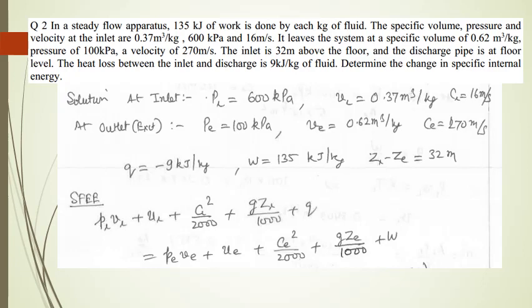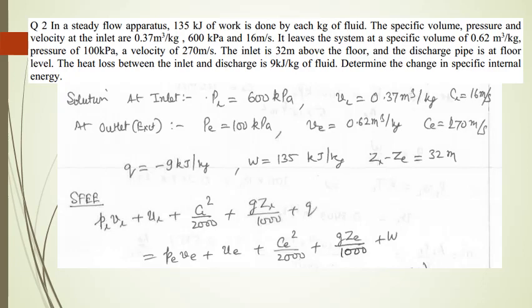Now at inlet we are having the pressure 600 kilopascal, Vi, that is specific volume at inlet, is equal to 0.37 meter cube per kg. Velocity at inlet is 16 meter per second. Now at outlet we are having pressure of 100 kilopascal, specific volume of 0.62 meter cube per kg and velocity 270 meter per second.